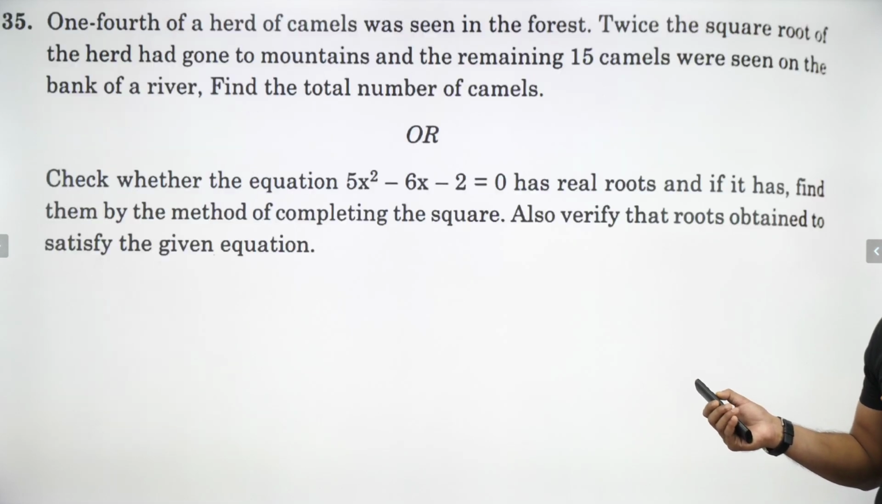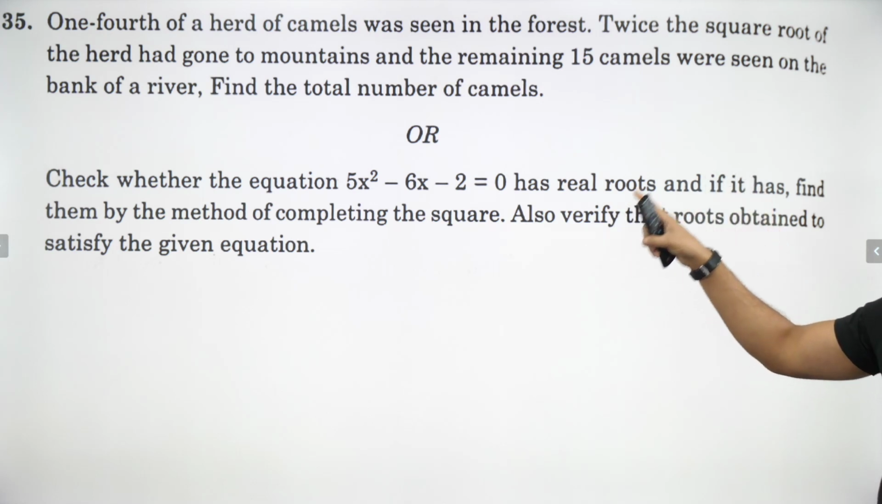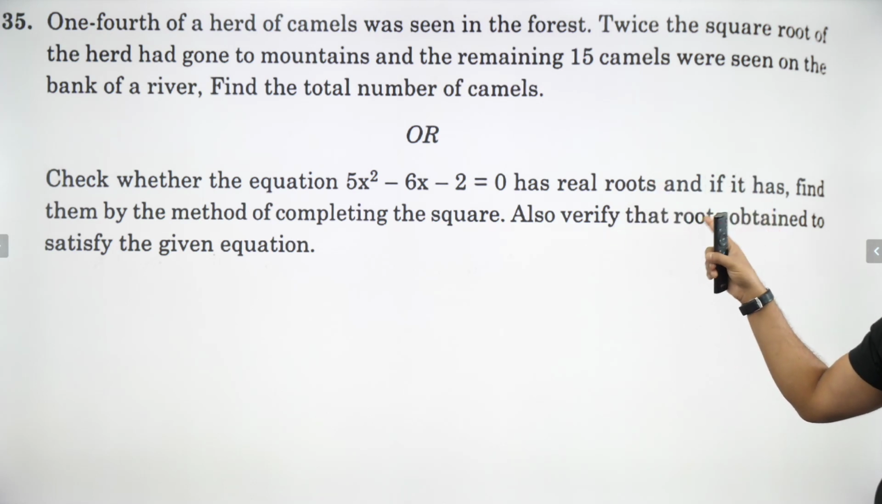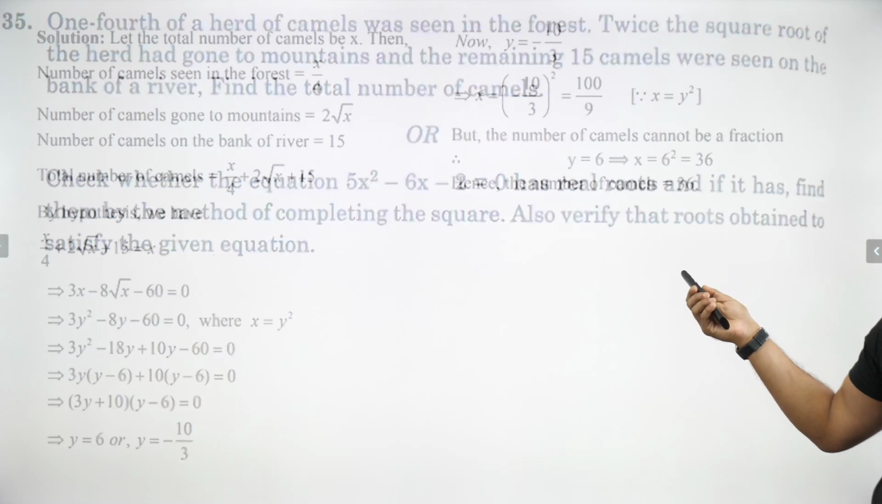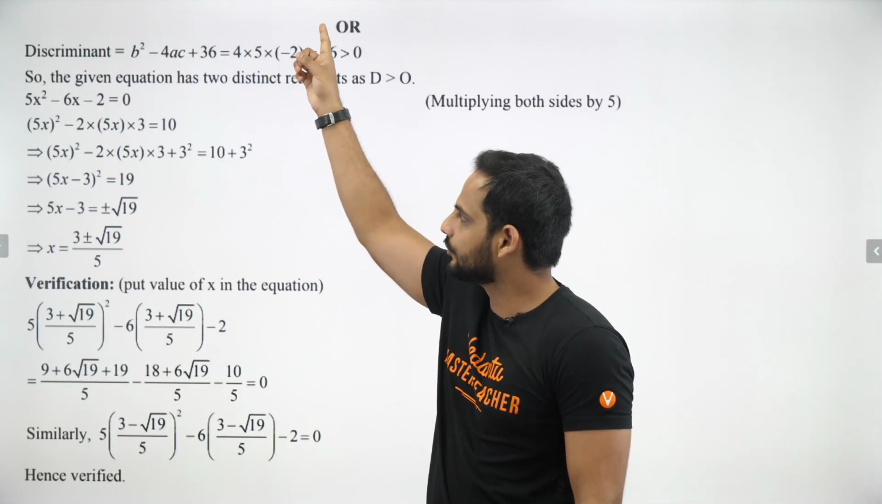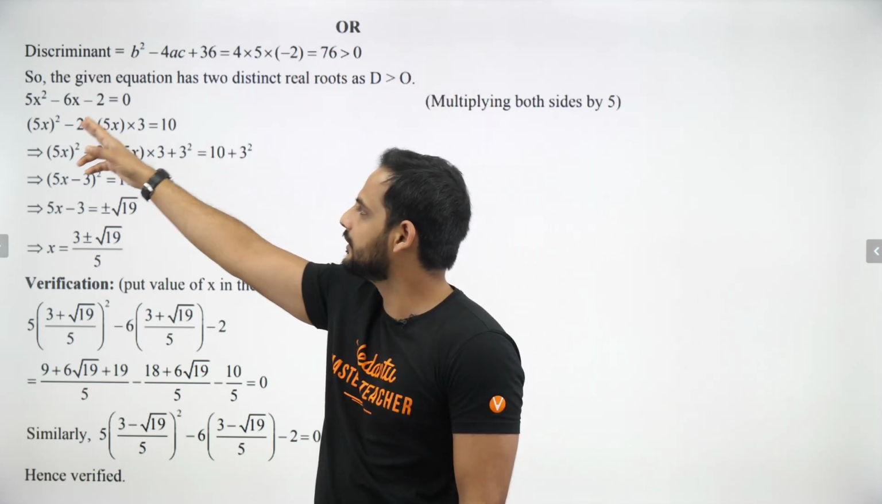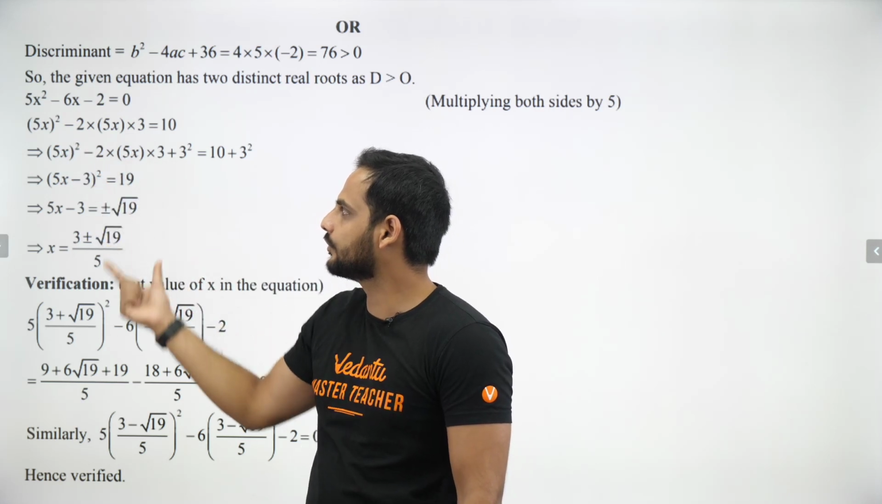Next question, what was it here? Check whether this equation has real roots, and if it has, then by the method of completing the square, also verify that the roots obtained satisfy the given equation. So first check, find out the discriminant. You saw that the discriminant is greater than 0, so real roots exist. Then it is solved by the completing the square method.